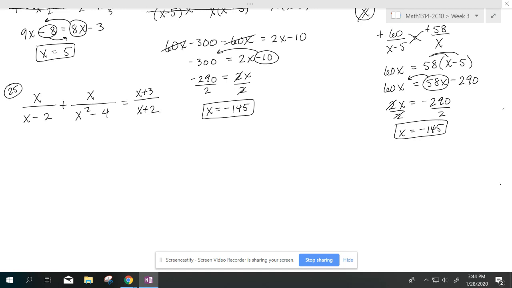But this is also the difference of 2 squares. Anybody remember factoring from high school? We're going to factor the difference of squares. This guy can be factored. Now, does anybody remember how to factor the difference of squares?